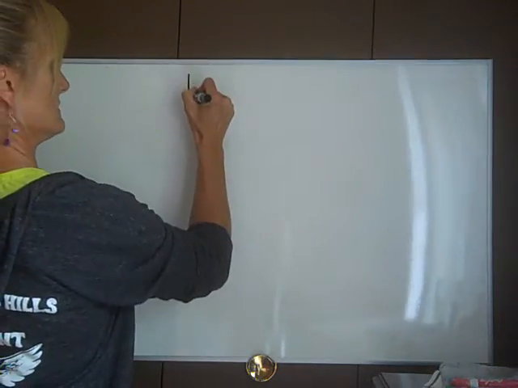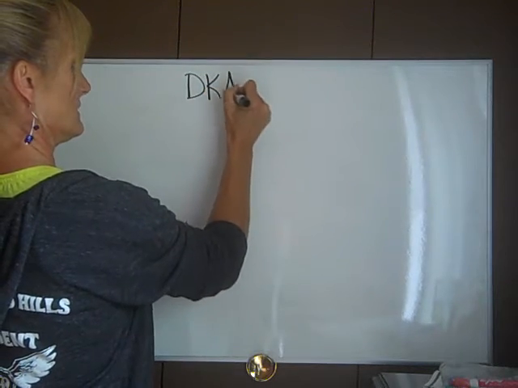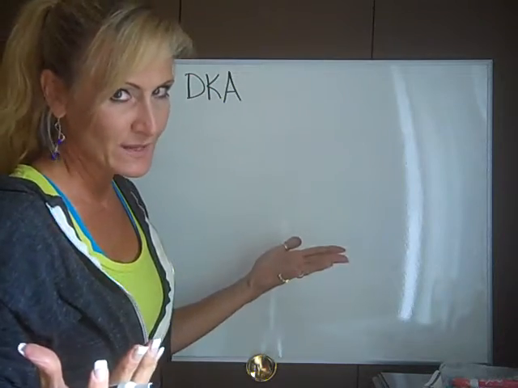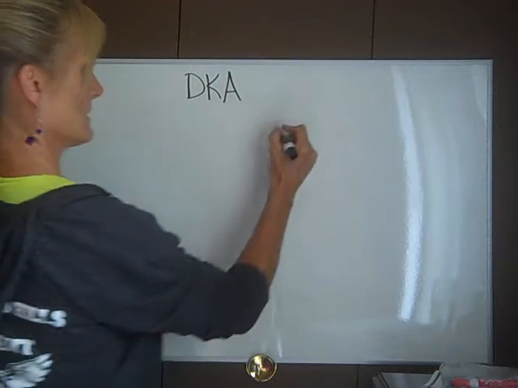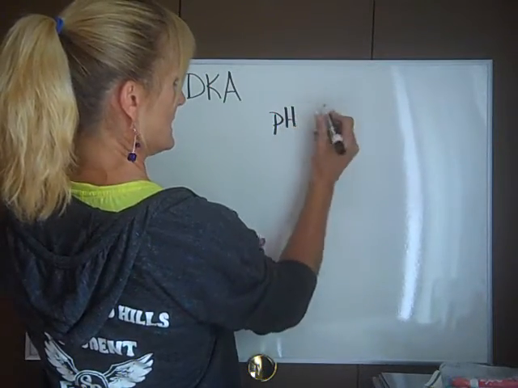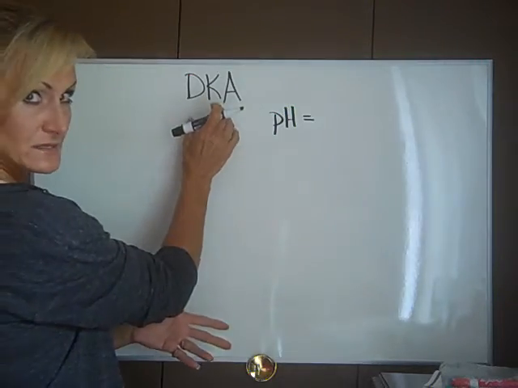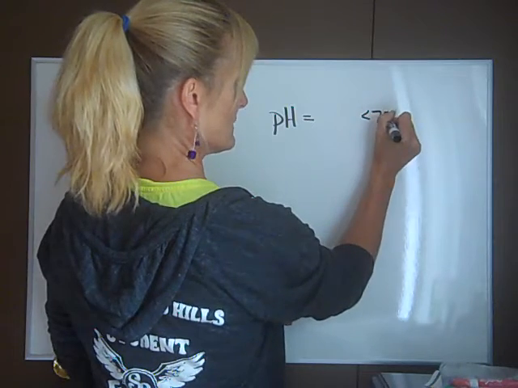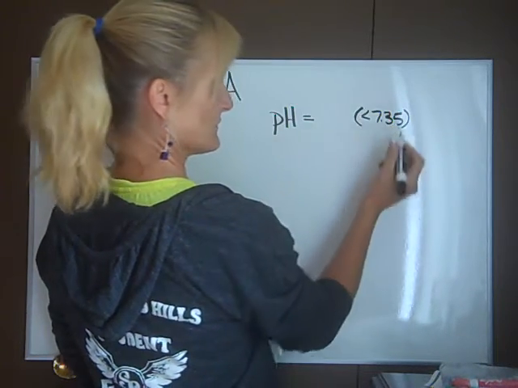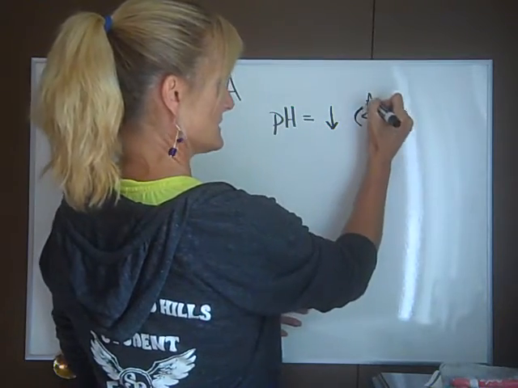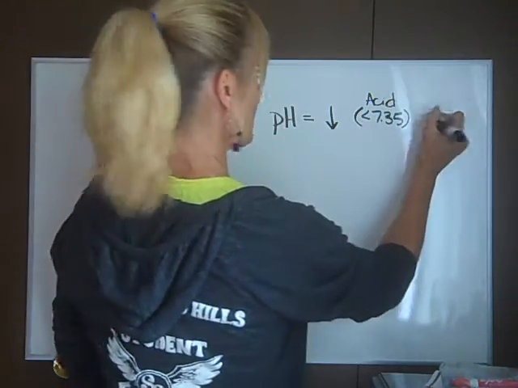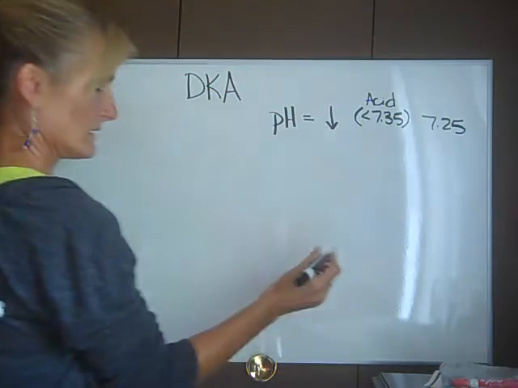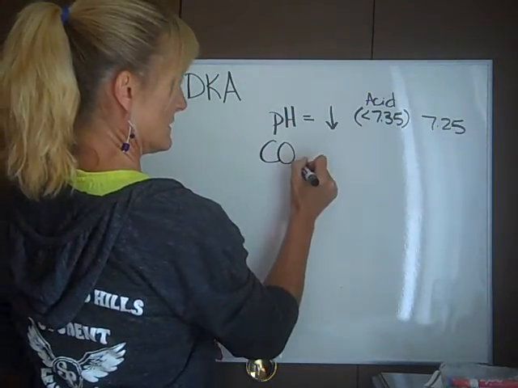All right, let's do another one. Now let's give our patient DKA, diabetic ketoacidosis. Kind of gives it away in the name. You should have figured that out. So this guy's pH in an acid is going to be also low. It's going to be less than 7.35. So that's going to be low. That's going to be acid. Okay, so we'll give him a 7.25.